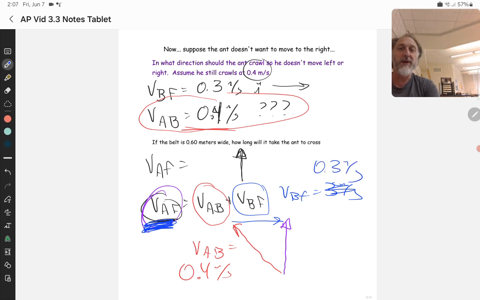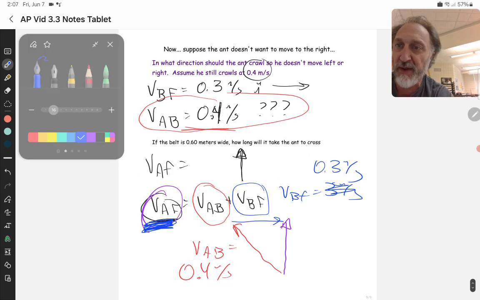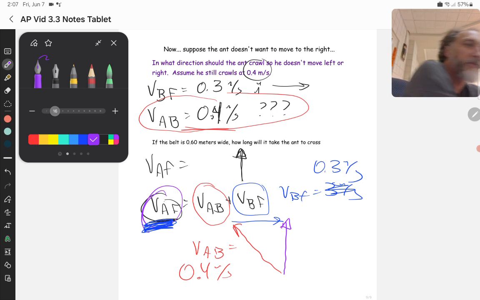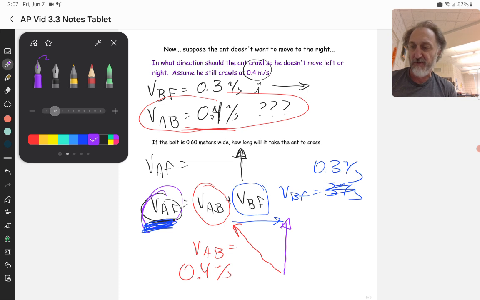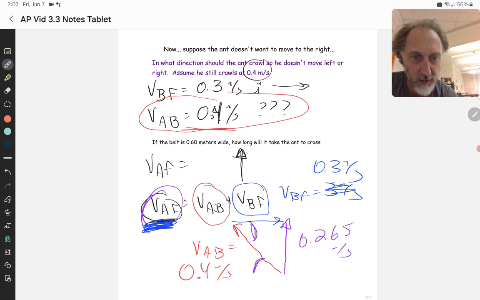Oh, cool. So now I can find this missing purple side, this other side over here, right? So I wasn't smart enough to do that. I'm going to grab a calculator real quick. What do we got? 0.4 squared minus 0.3 squared. Boom, square root. So it looks like his velocity as he goes across is going to be 0.265 meters a second. What direction should he crawl in? I guess I should find this angle, which is the same as this angle.